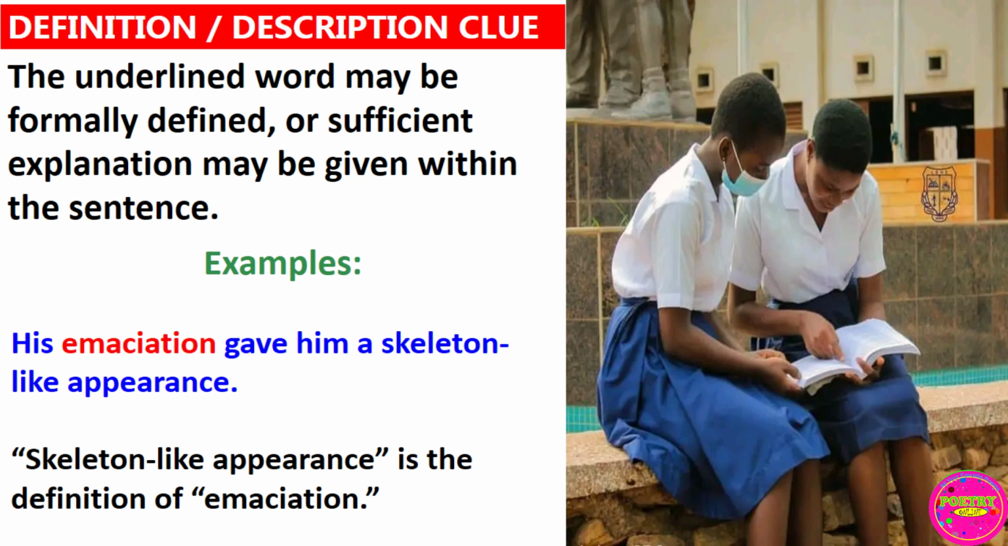Look at the words carefully. Emaciation, a skeleton-like appearance. So anyone who doesn't know the meaning of emaciation can look at the words skeleton-like appearance to guess the meaning of emaciation. So, skeleton-like appearance is the definition of emaciation. So when you're reading your questions, you have to look out for definition or description clues. Thus, the question sometimes explains the underlined word. So, once you know the definition of emaciation, you can tell what the opposite will be.